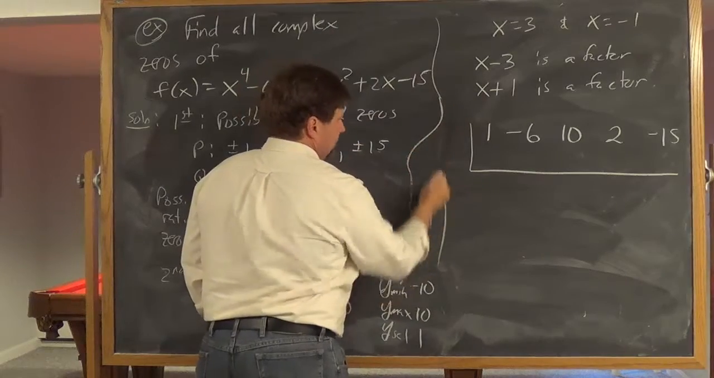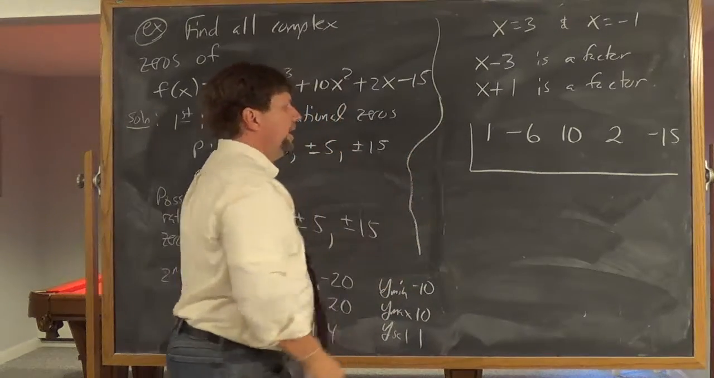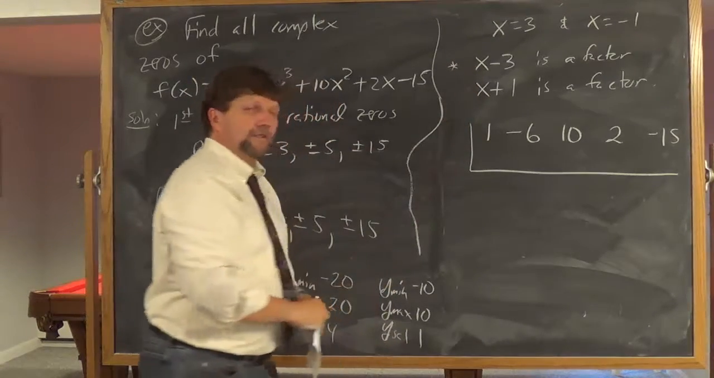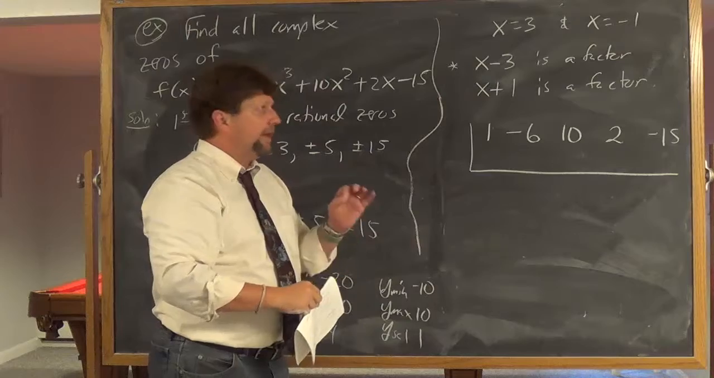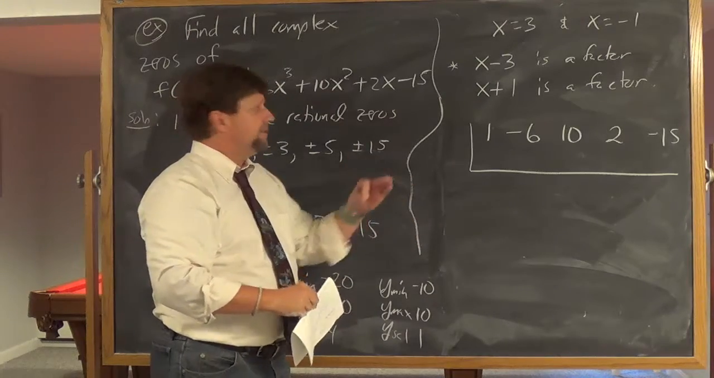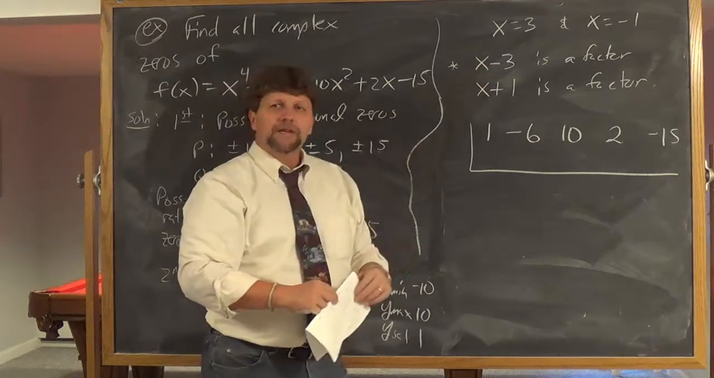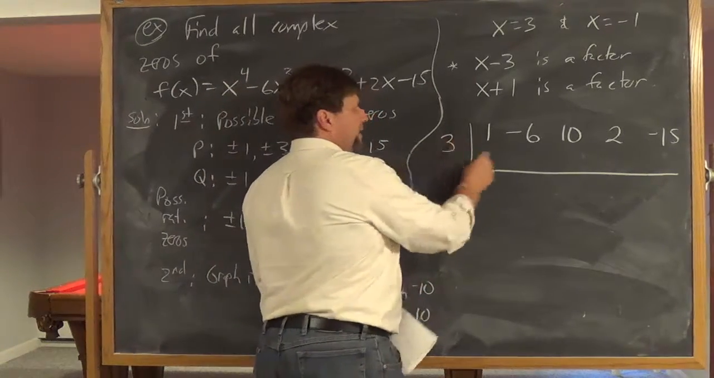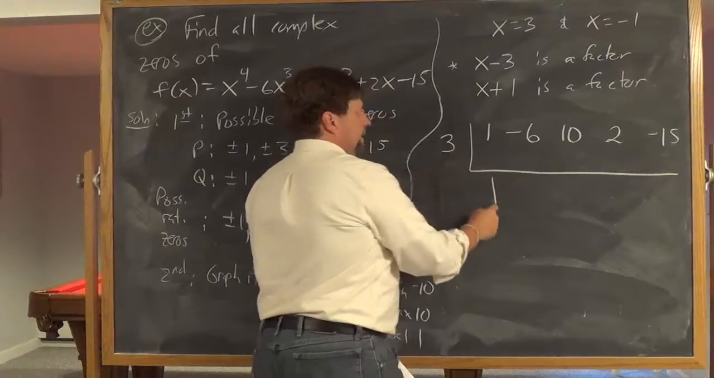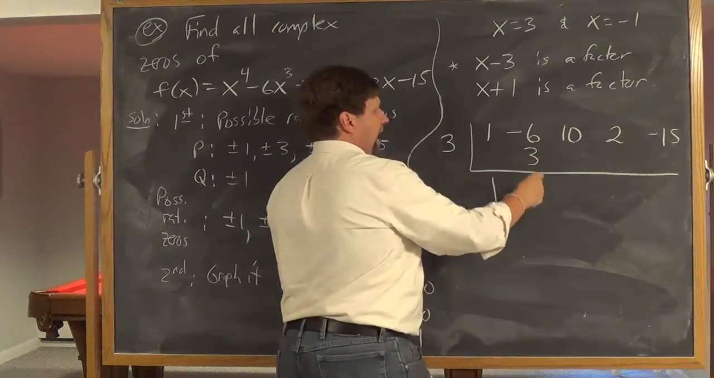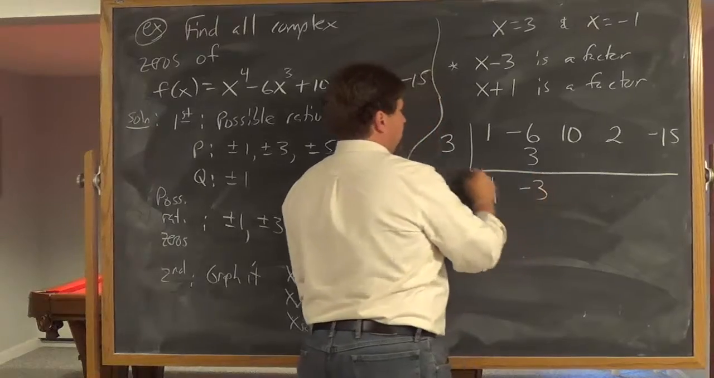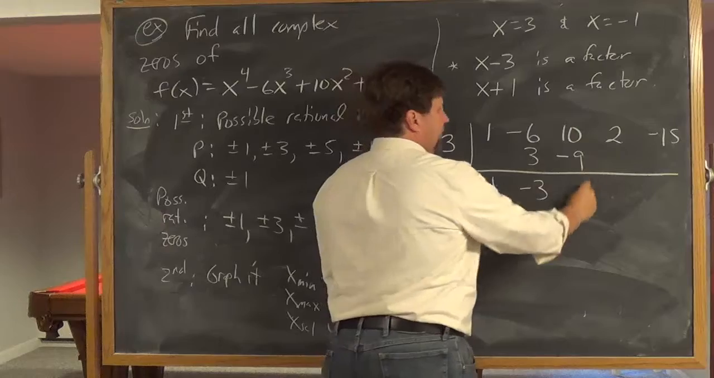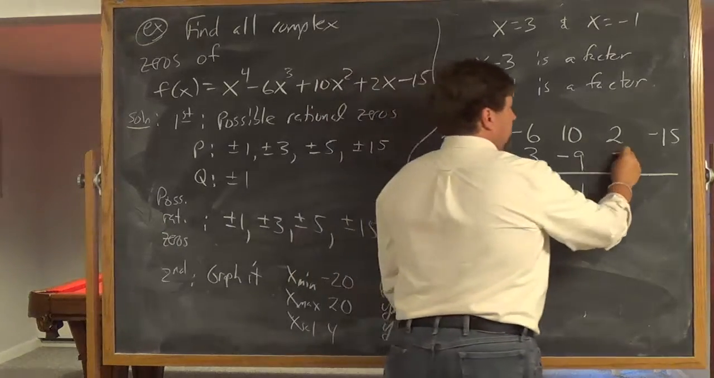Give myself a little more space here. I'm going to start with the x minus 3. We know that's a factor, so we're going to synthetically divide the polynomial by x minus 3. So you remember the process of synthetic division? I'll put the 3 out here, bring the 1 on down. 3 times 1 is 3. Add, so that gives me a negative 3. 3 times negative 3 is negative 9. Add them together, so that's 1. 3 times 1 is 3.